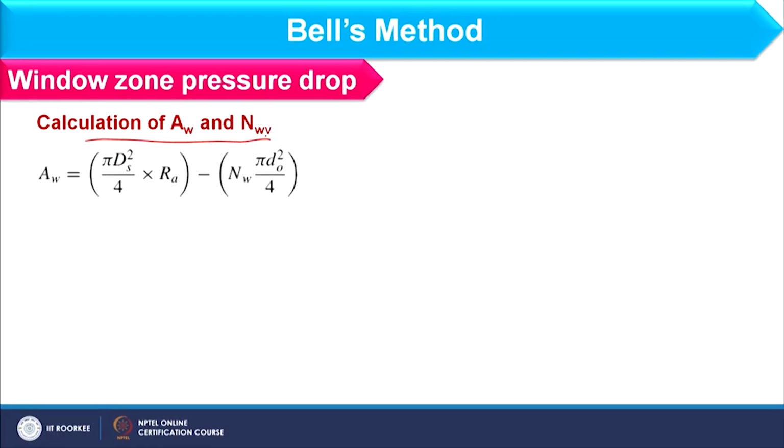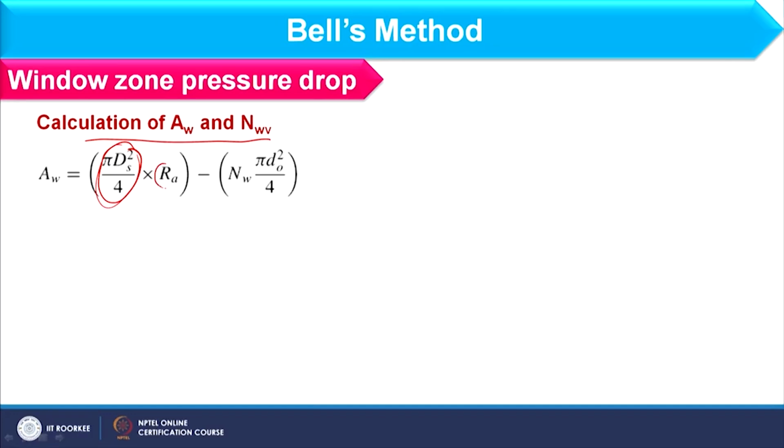Okay. So, here we should consider the calculations of AW and NWV. So, as far as AW is concerned, what is AW? AW is basically the free area which is available for fluid to move in the window zone. Okay. So, how can I consider that? If you see, the expression goes as pi ds square by 4. So, that is nothing but the cross sectional area of the shell.